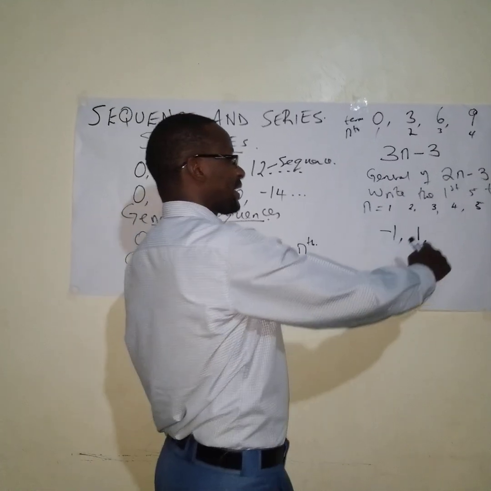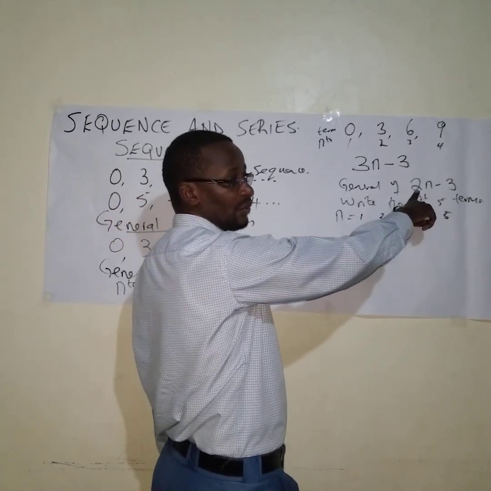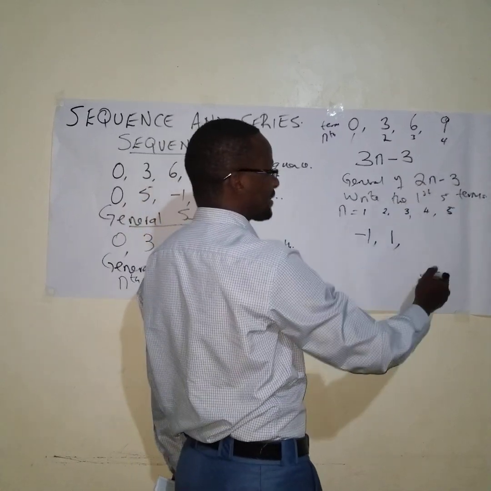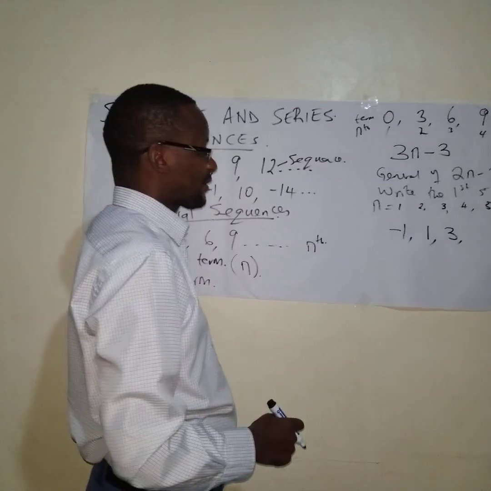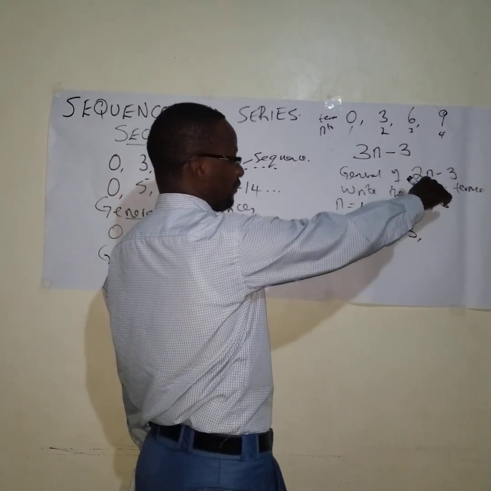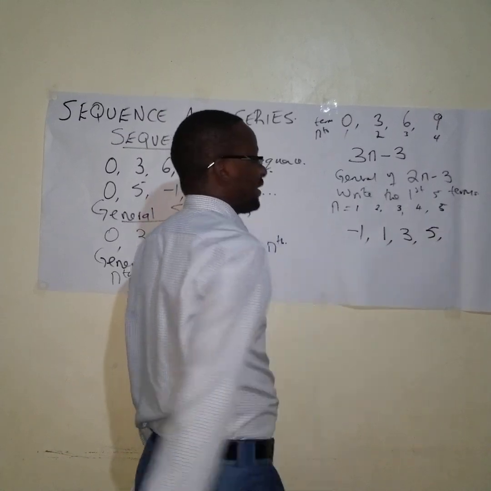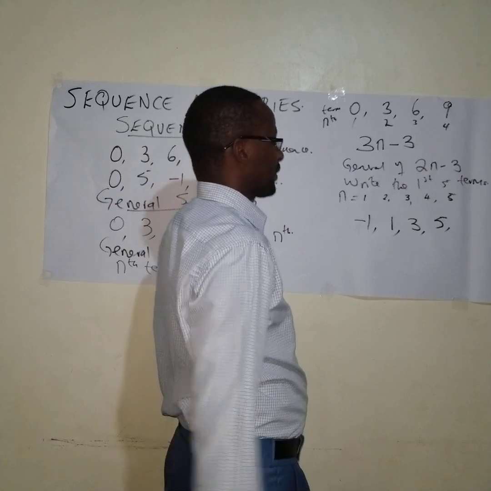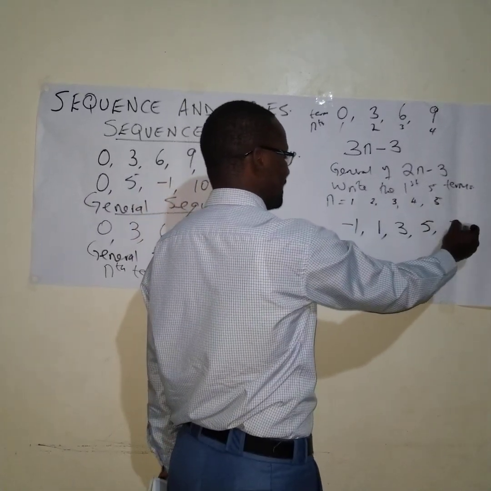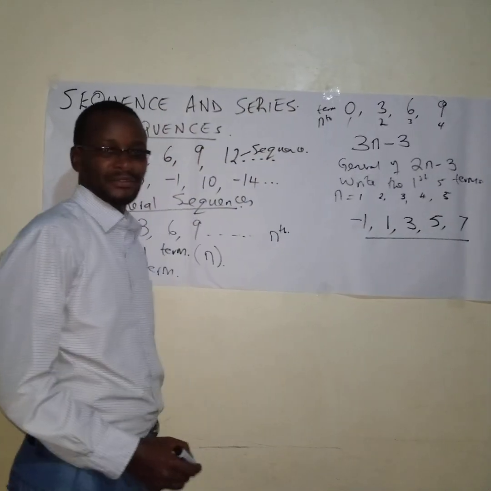The third term, substitute here, n is equal to 3. So 3 times 2, you get 6. 6 minus 3, you get 3. That is the third term. Substitute now n equals 4 for the fourth term. You get 8 minus 3, which is 5. Then substitute n equals 5 for the fifth term. You get 10 minus 3, which is 7. That is the sequence we are looking for.